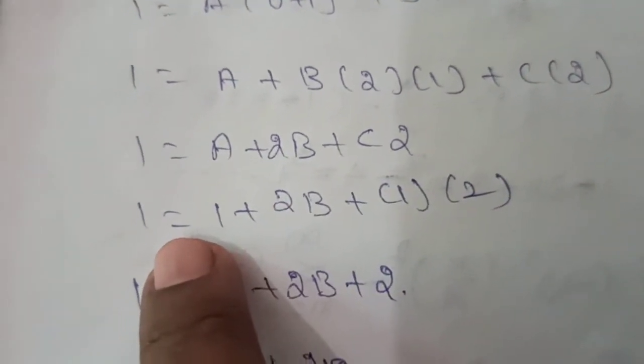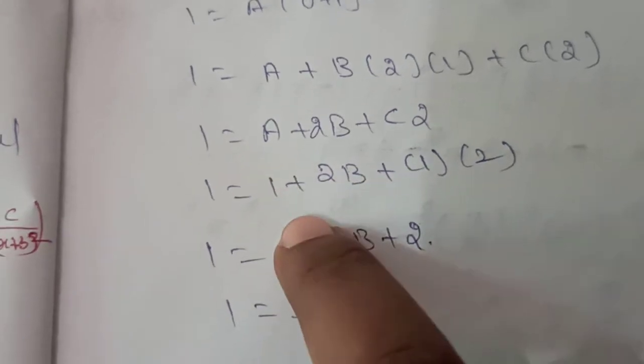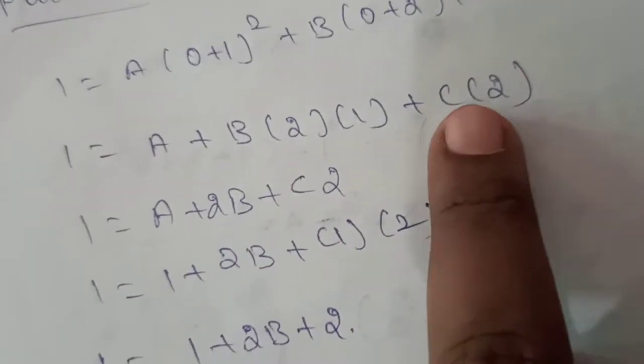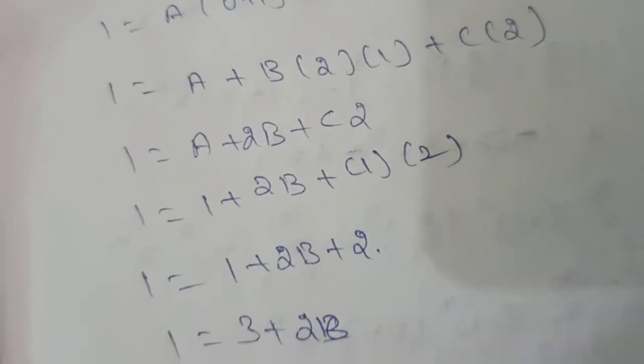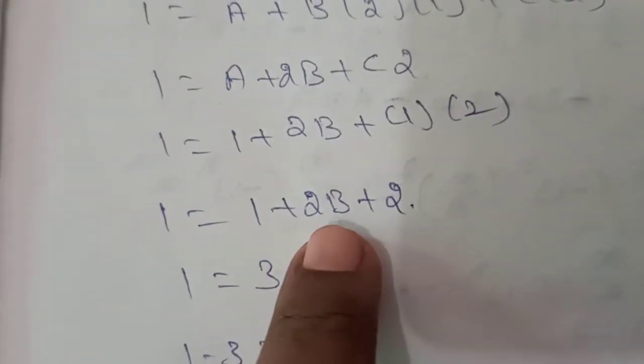Next, substitute the values of a and c. The a value is 1, and the c value is also 1. Substituting here, 1 equals 1 plus 2b plus 1 into 2, so 1 equals 1 plus 2b plus 2.